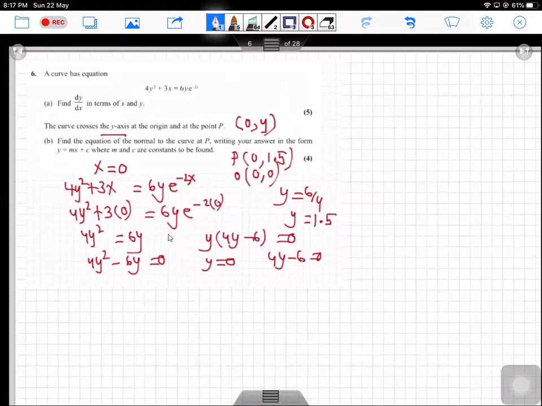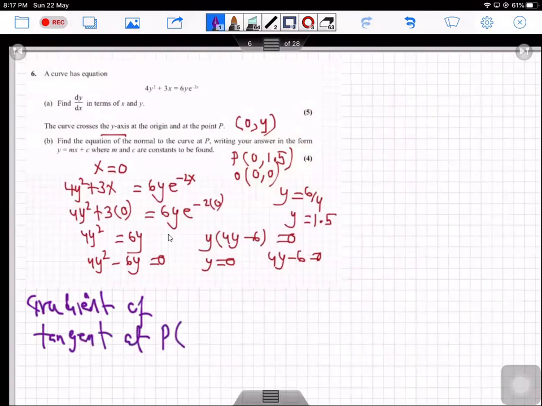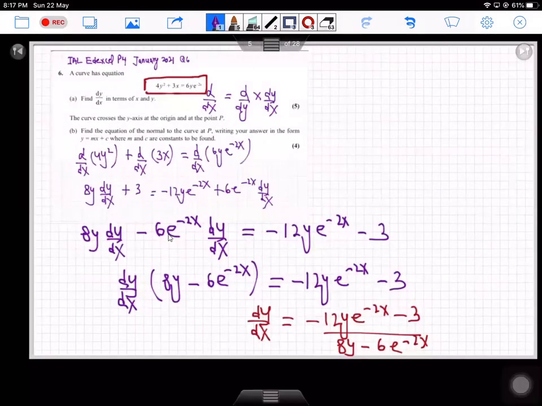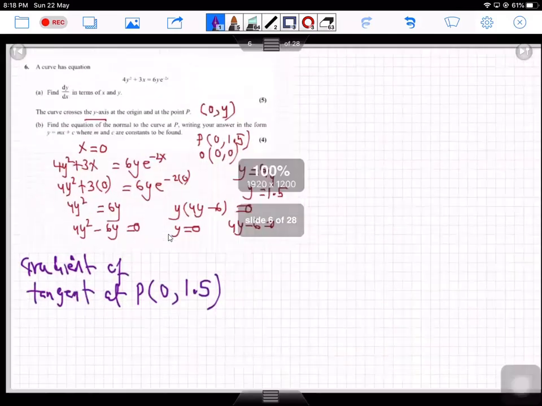Okay, so what I'm going to do now, I'm going to find the gradient of tangent at point P, and point P is actually 0, comma 1.5. And in order to find the gradient of tangent, I'm going to use this dy over dx function, because the value of dy over dx at any particular point will give you the value of the gradient at that point. So dy over dx is how much? Dy over dx is minus 12 y e raised to the power minus 2x. Let me just write it over here.